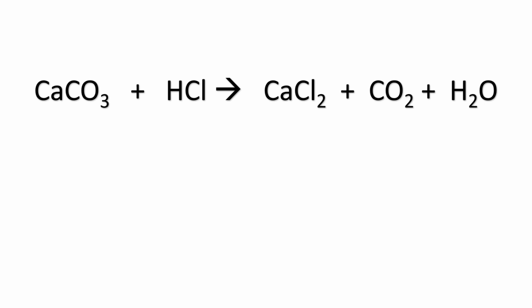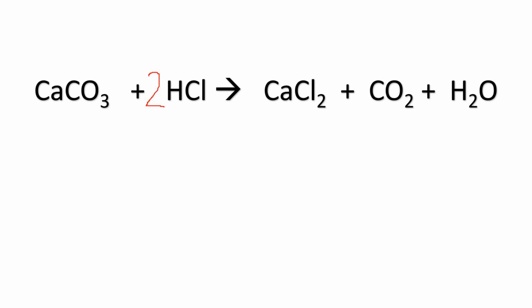Here we've got calcium carbonate, CaCO3, reacting with hydrochloric acid, HCl, to produce calcium chloride, carbon dioxide, and water. The first thing that jumps out at me is that the chlorines do not balance. You've got 2 chlorines on the right and only 1 chlorine on the left, so we have to double the amount of HCl by putting a big 2 in front of it.